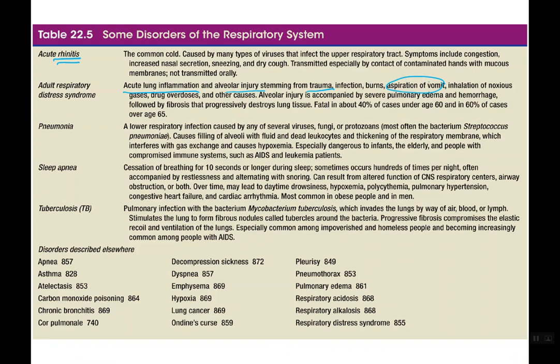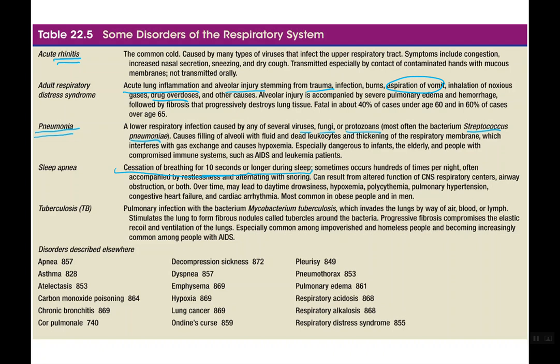Drunk people often get this due to aspiration of their own vomit, specifically if they vomit in their sleep after passing out. So that's another risk of alcoholism. Same deal with drug overdoses. Pneumonia is a lower respiratory infection, can be caused by a lot of things. So people tend to lump pneumonia into one category. It's usually Streptococcus pneumoniae, which is where it gets its name, but it can be caused by viruses, fungi, or protozoans. Sleep apnea is when you stop breathing for 10 seconds or longer during sleep.